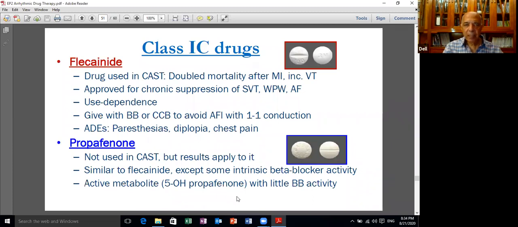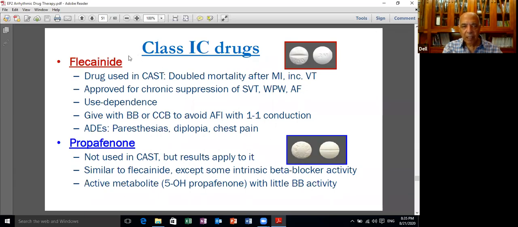Class 1C is the strongest group of antiarrhythmic drugs among class 1 drugs, including flecainide. This flecainide has been used in the CAST trial, so it doubled the mortality. So this drug should not be used in patients after myocardial infarction. It has the characteristic of use dependence. It should be given with beta blocker, otherwise it will result in organization of atrial fibrillation into atrial flutter with one-to-one conduction, and a ventricular tachycardia looking ECG will result.